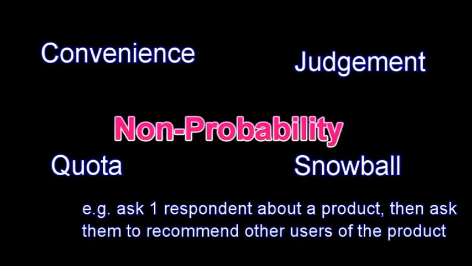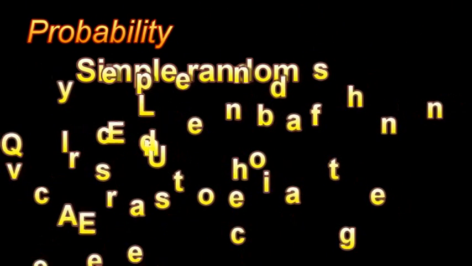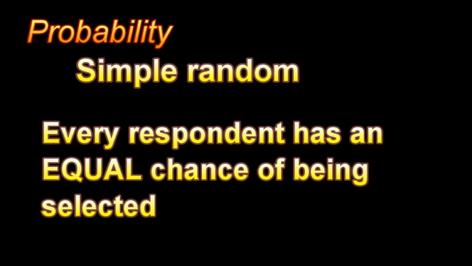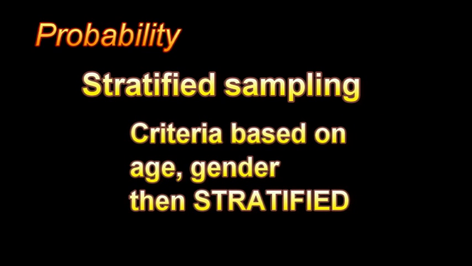At the other extreme, we have probability sampling. These are based on statistical measurements. And the most powerful within the probability group is simple random sampling. In simple random sampling, every respondent has an equal chance of being selected. Whereas in stratified sampling, what you do is you develop a criteria. It could be based on age, it could be based on gender, and you would stratify the sample.